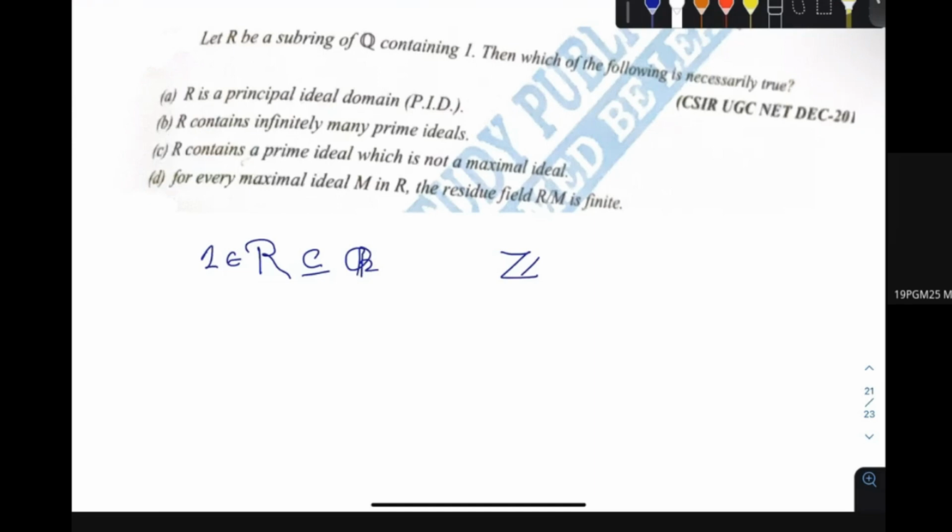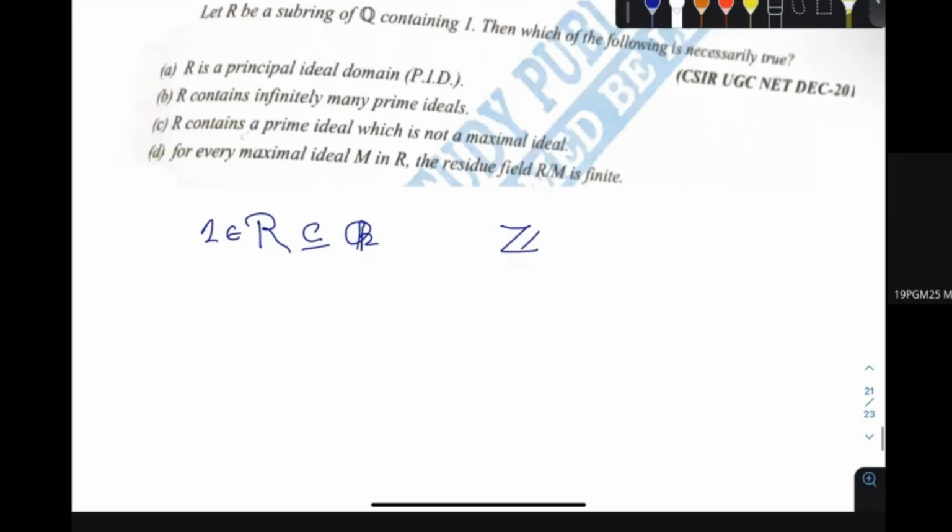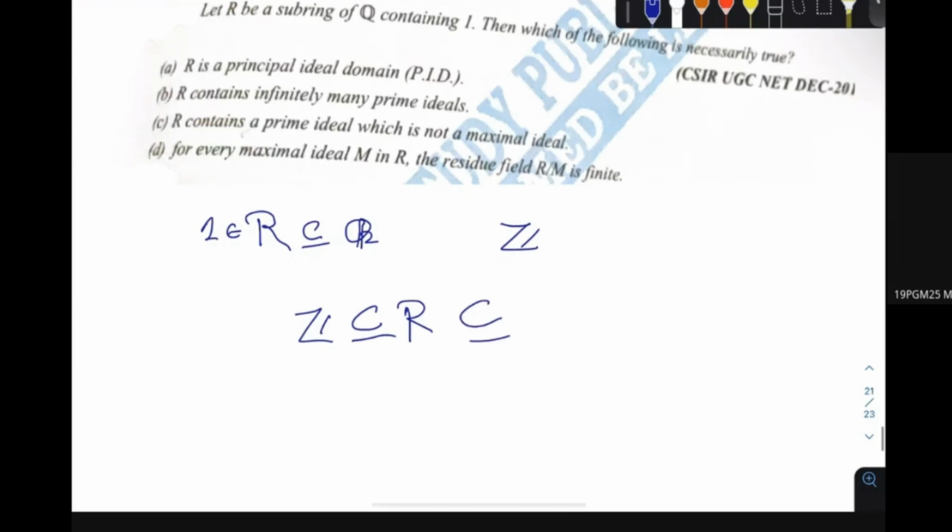Can you see some trivial rings? 0 is a trivial ring, but that's not possible because they say it contains 1. So we have to have at least 1. If 1 is there, 2 will be there, and if 2 is there, 3 will be there. So all the natural numbers will be there, 0 will be there, and all the negatives. Suppose you have such a ring, it automatically contains Z. So you have to think of something more than Z or less than Q.